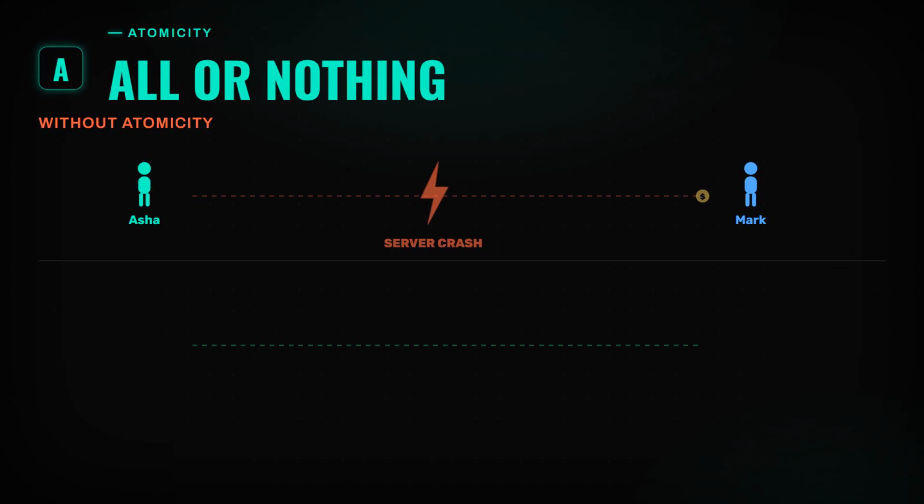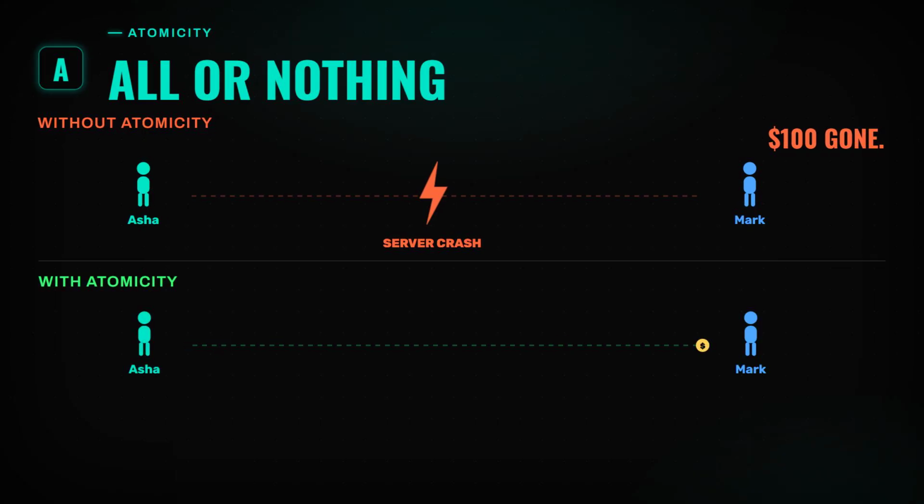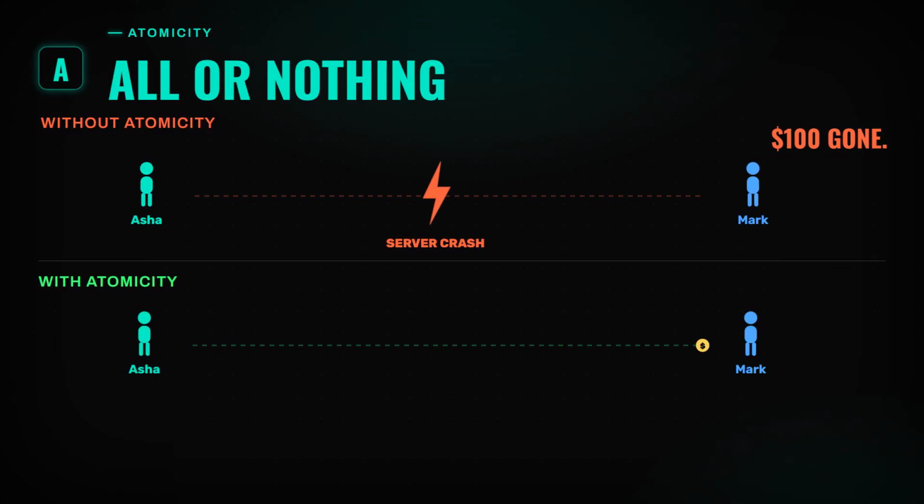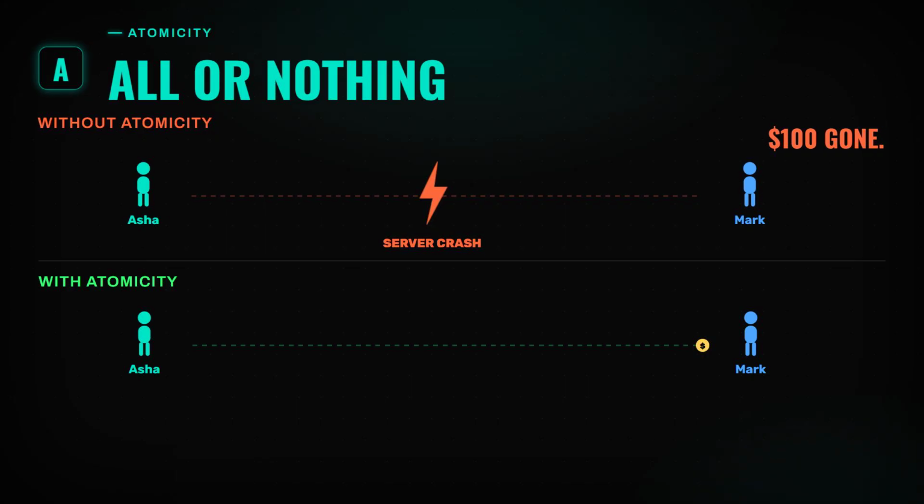Atomicity: all or nothing. Look at the top half of the diagram. Asha sends $100 to Mark. Step 1: subtract 100 from Asha. The server crashes before step 2. Without atomicity, that $100 just disappeared. Asha lost it. Mark never got it. Money is gone.